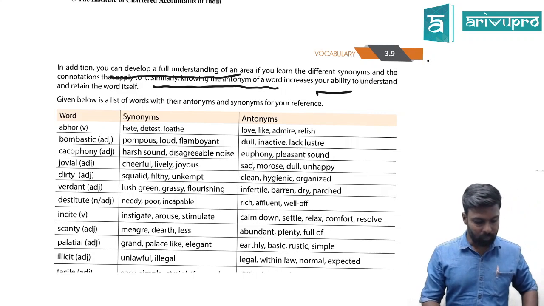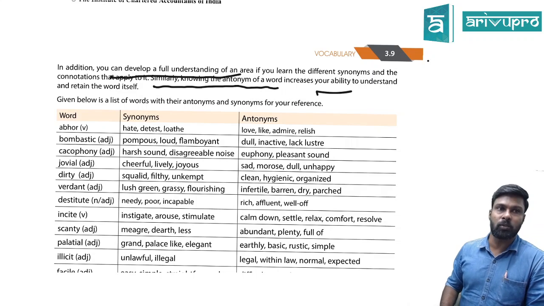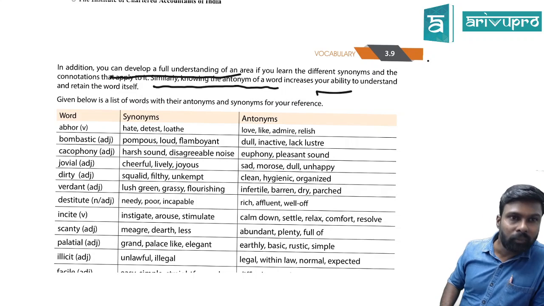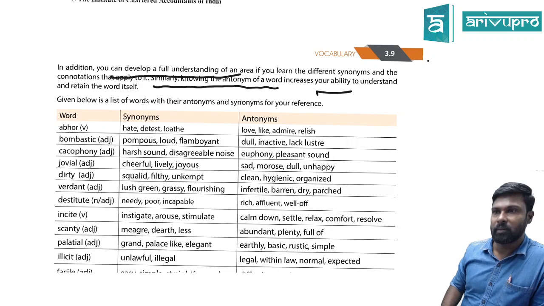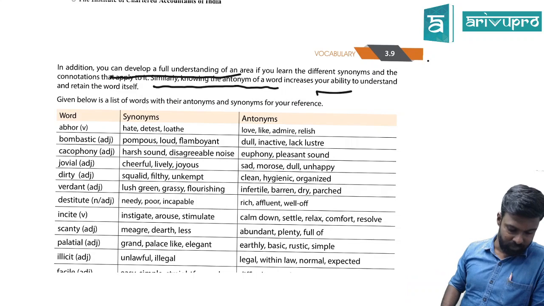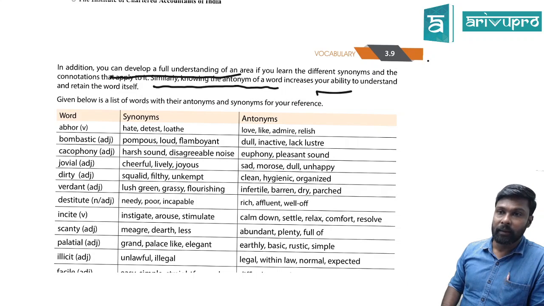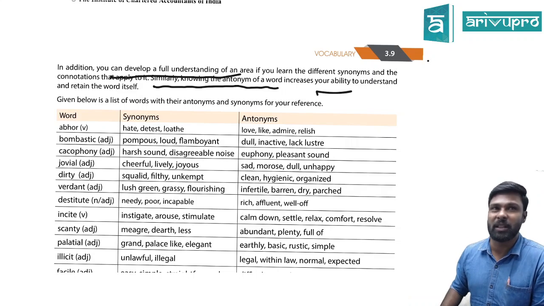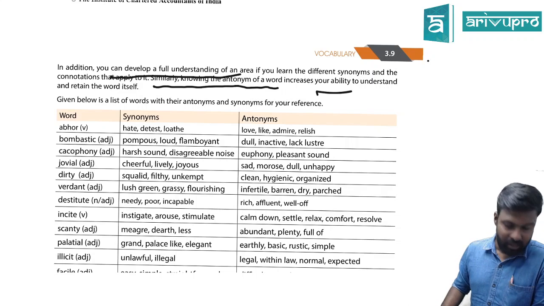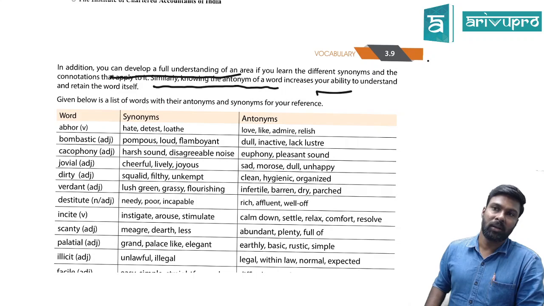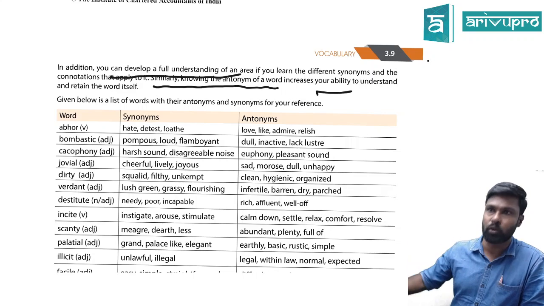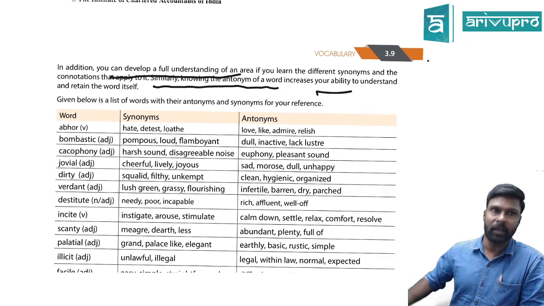Look at it. How do you pronounce the first word? Can I ask Aditya to? Abhor. Okay, so what does abhor mean? Hate, detest, loathe. I detest speaking to this fellow because he is not a trustworthy fellow. I hate him because he did something wrong to me. I loathe him to the core.